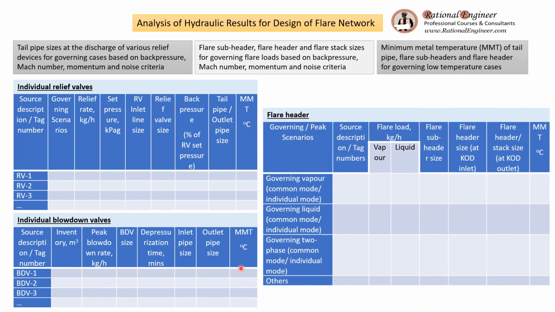We would need a similar table for the flare subheaders and headers. List of governing flare load scenarios and the flare loads are given here. Required flare header sizes and flare subheader sizes are given here, as well as the flare header size at inlet and outlet of the knockout drum. And finally, the minimum metal temperatures is given.